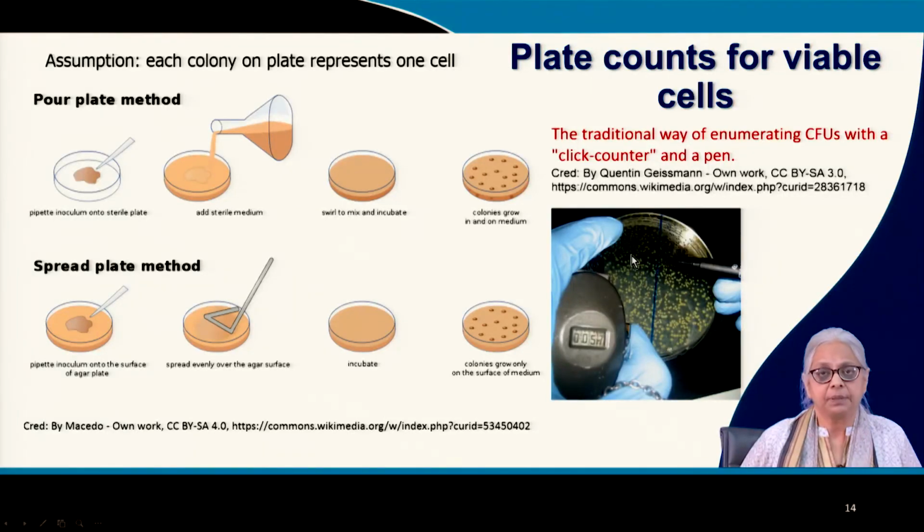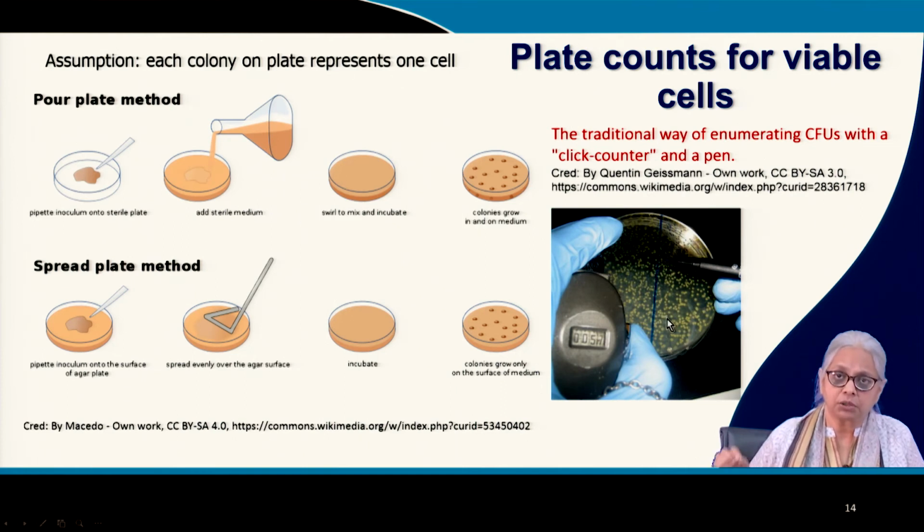And after the plates are done, we normally get plates like this. You put them under a magnifying glass. You have what are called colony counters, and the way to do it is you have a clicker counter. So you have pens which have a clicker on them, and you can just put a dot against each colony, and each dot, when you make it, will click, and you have a digital readout of the number of colonies.